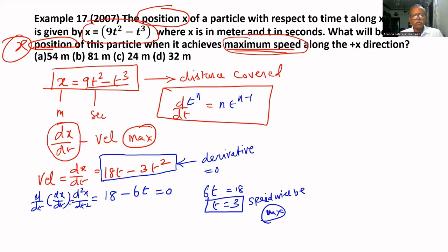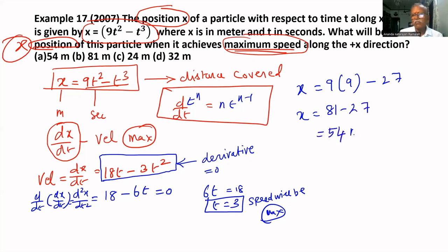So we have to substitute here this 3. If you substitute this 3 in x, x equal to 9t square, 9 times 9 because 3 square. T equal to 3 means 9 minus t cube, 27. 81 minus 27, 54 meter. The displacement is 54 meter. That is A is the answer.